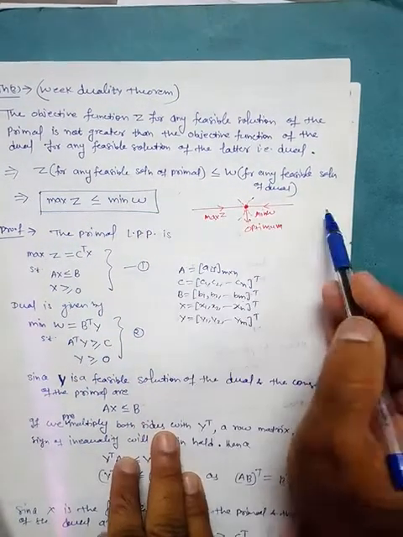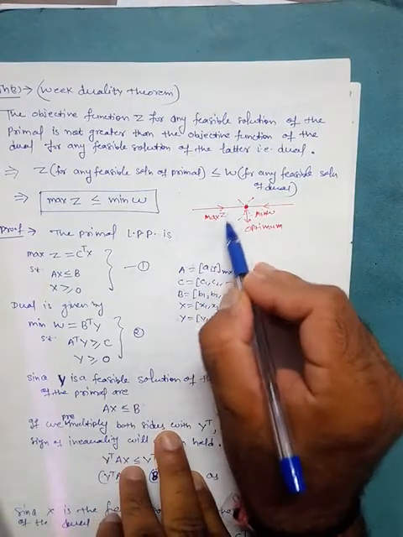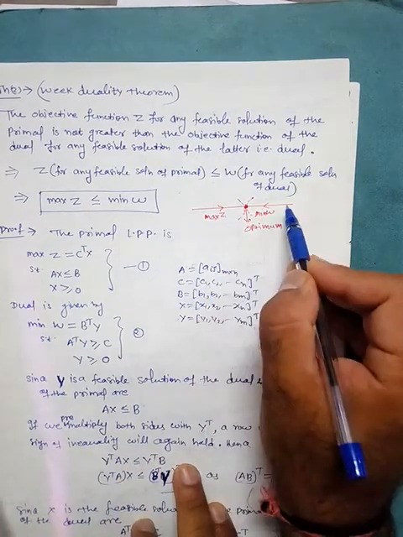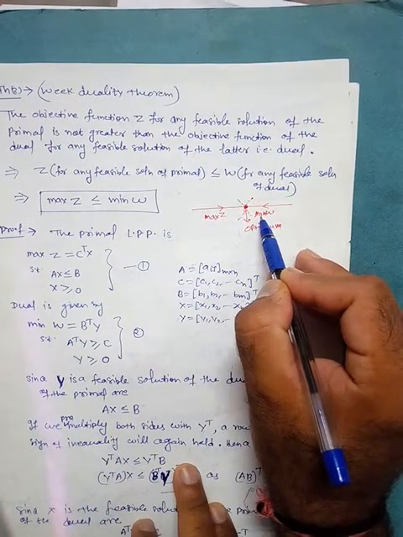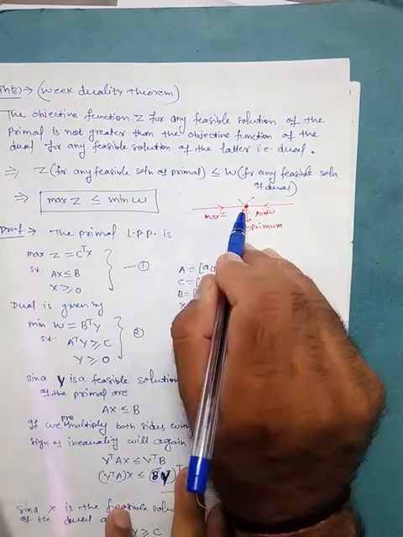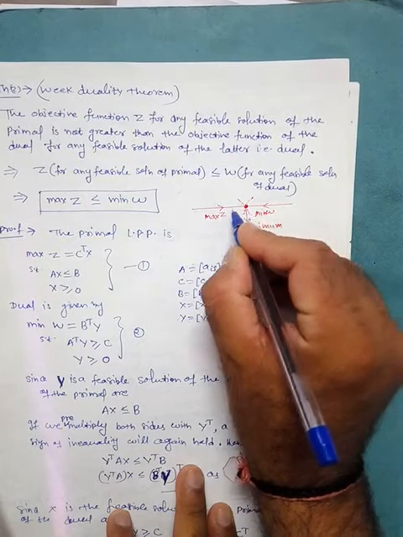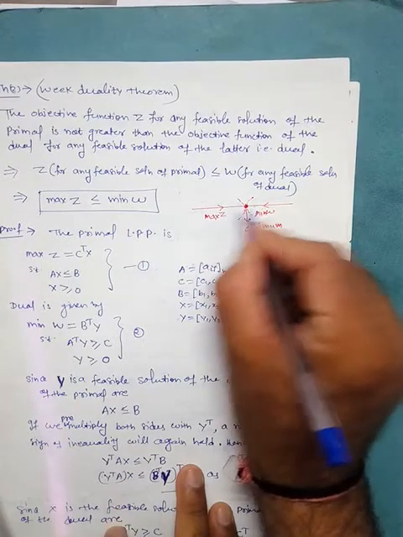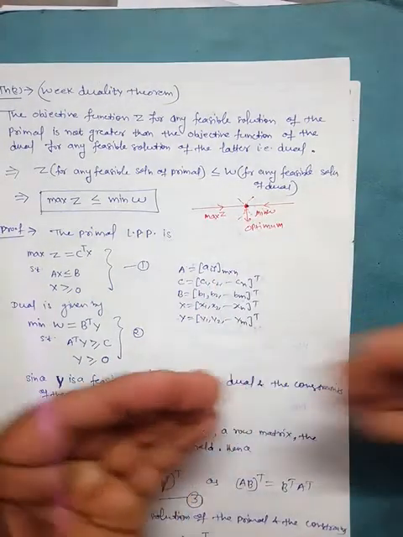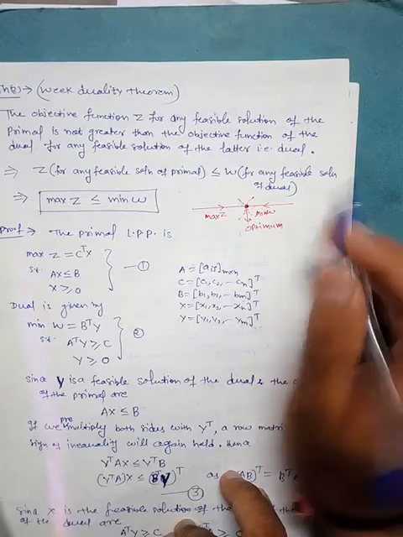Graphically, this is the real line. Here we are taking the primal z and finding its maximum. Similarly, here is the w and we are finding the minimum. Minimum means we are moving in this direction, maximum means we are moving in this direction. Somewhere we have a balance, they become the same quantity, and this is the point where both are the same, that is nothing but the optimum. This is the meaning.